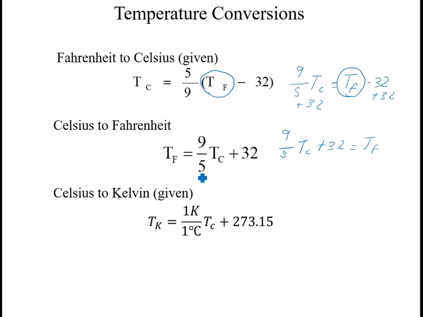This formula is not given to you because of the fact it can be rearranged from this one. And from Celsius to Kelvin, it is given. Basically, it's a 1-to-1. So 1 degree Celsius is 1 degree Kelvin plus 273.15. I don't usually even use the 0.15 there.